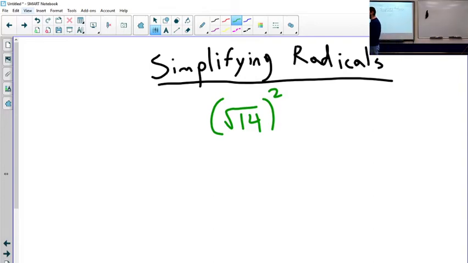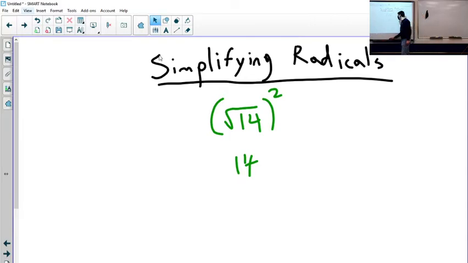So next problem, square root of 14 squared. And if you don't have the answer yet, then you're taking too long. The square root and the square undo each other, and the answer is 14. Let's watch it happen one more time.